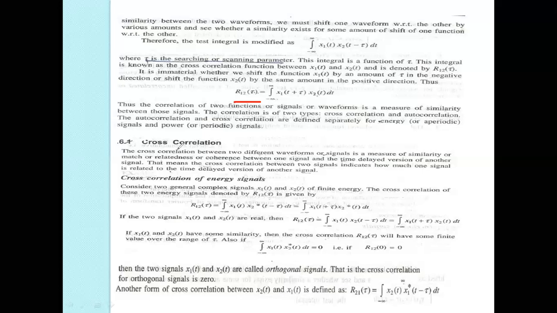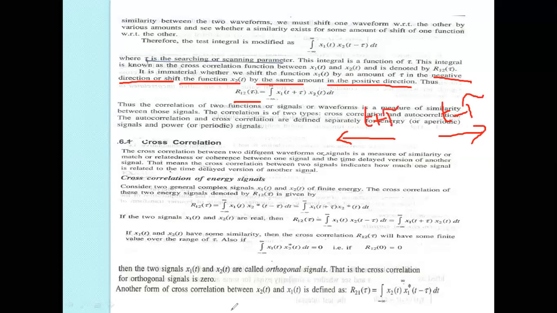Follow my dear friends. It is immaterial whether we shift the function x1 of t by an amount of tau in the negative direction or shift x2 of t by the same amount in the positive direction. In the positive direction, we write it as t minus tau. In the negative direction, the shifting is t plus tau.